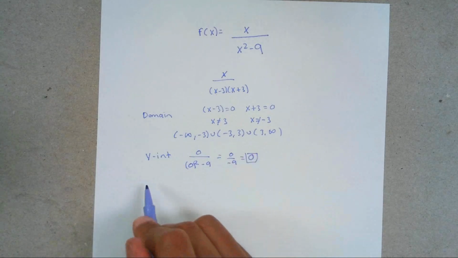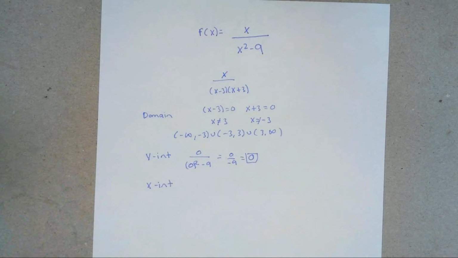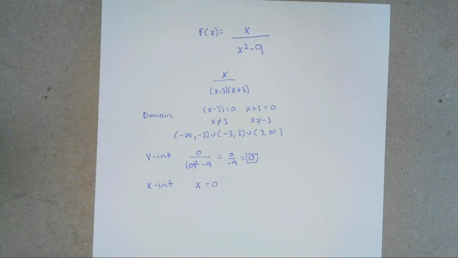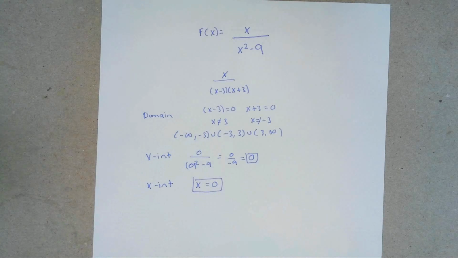Then you're going to go ahead and find the x-intercept. And to find the x-intercept, you're technically plugging in 0 into y. But because I have one fraction, the shortcut to this is just set the top x equal to 0 and solve for it. In this case, it's already factored, and you don't have to do anything else, so then x equals 0 is your x-intercept.